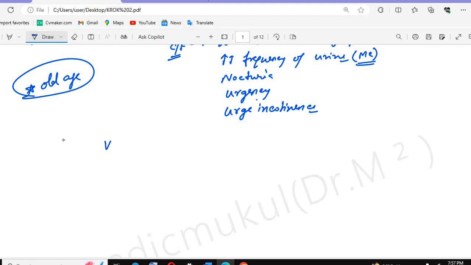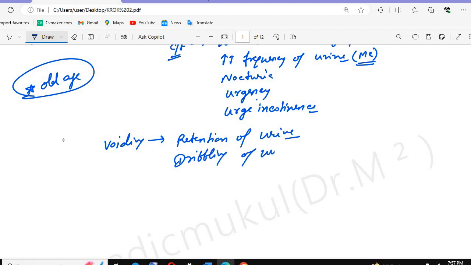Then if we talk about the voiding, there will be retention of the urine. Along with that we see there is dribbling of the urine. We call this condition again urge incontinence, the dribbling of the urine will be seen.